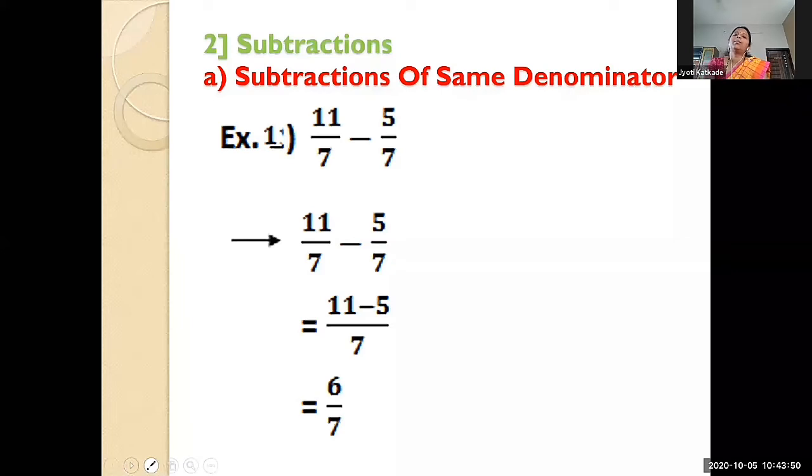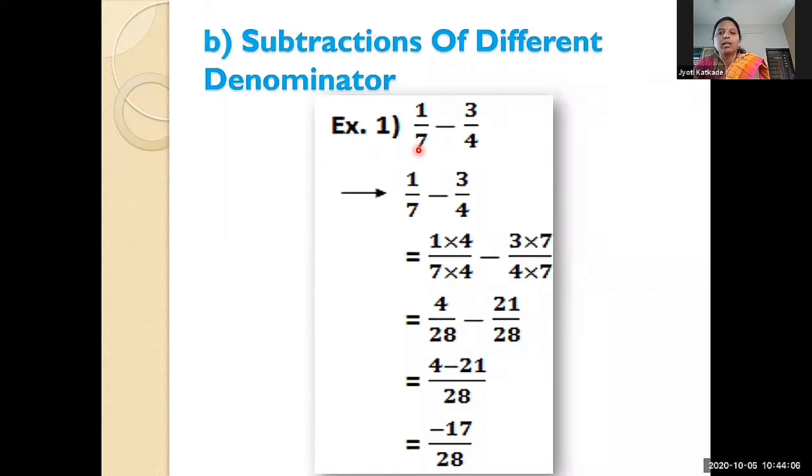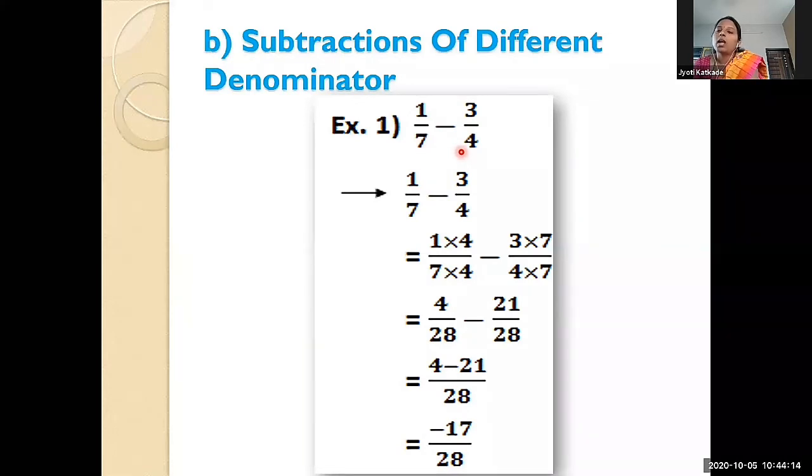Now the second type is subtraction of rational numbers having different denominators. See on the next slide. Subtraction of different denominators. See the example: 1 upon 7 minus 3 upon 4. Here the denominators are different, which are 7 and 4. Now first of all we have to make the denominator the same by taking the LCM. I think in the last lesson you all studied how to take LCM. Okay. Now the LCM is 28.